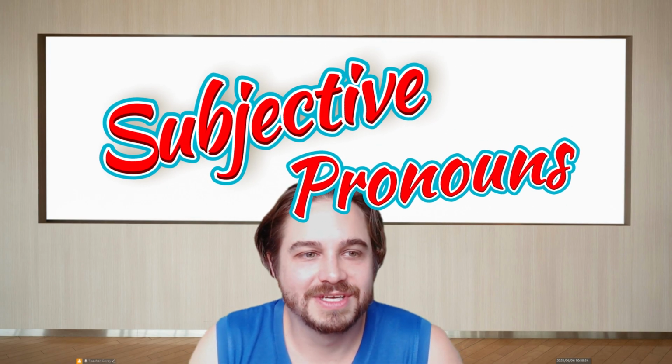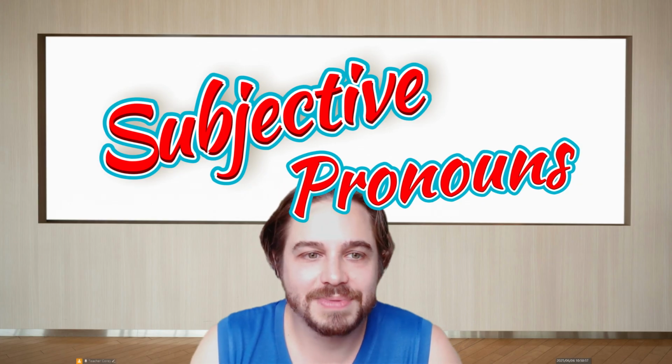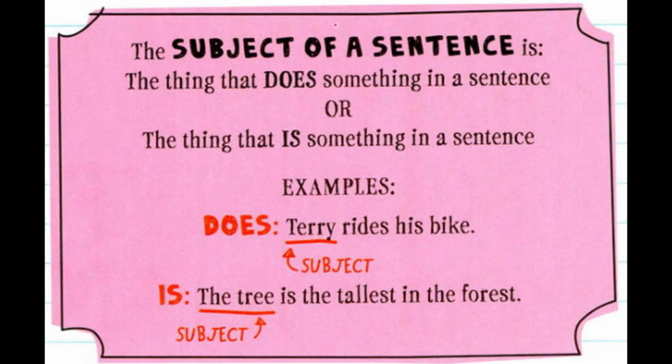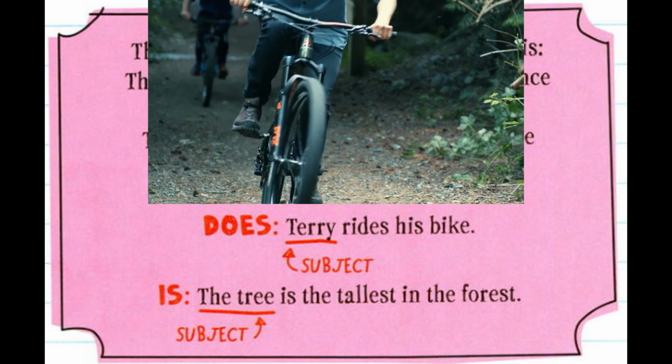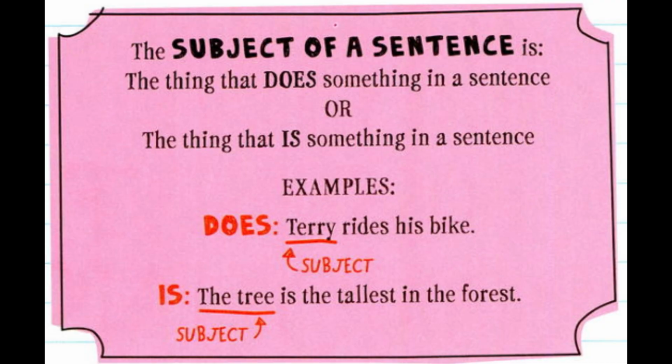Next one, subjective pronouns. Subjective pronouns take the place of the subject in the sentence. And if you remember, the subject in the sentence is the person or thing doing the action. So the subject is like the doer, the main focus of the sentence. Terry rides his bike. Terry's the one riding his bike, so Terry is the subject. This can be replaced with he. He rides his bike. He is the subjective pronoun because it's replacing the subject of the sentence, Terry.